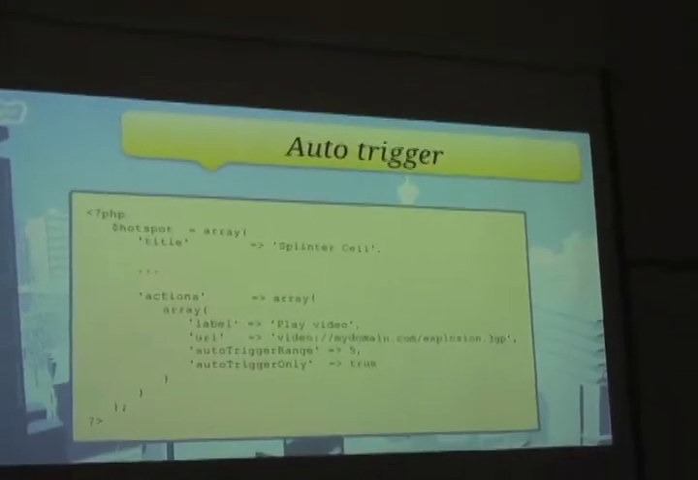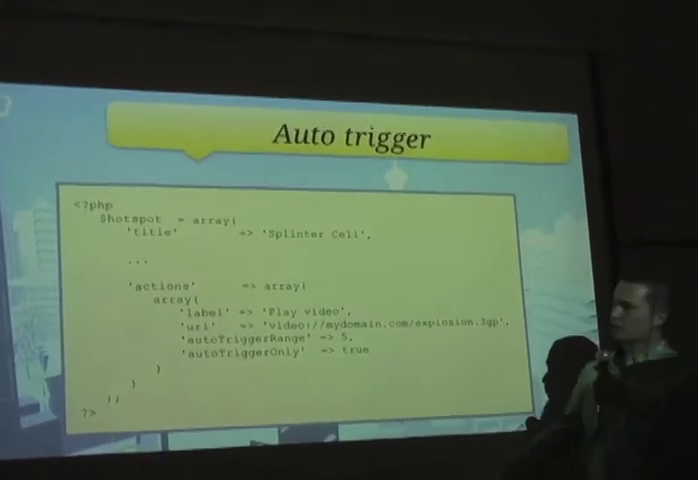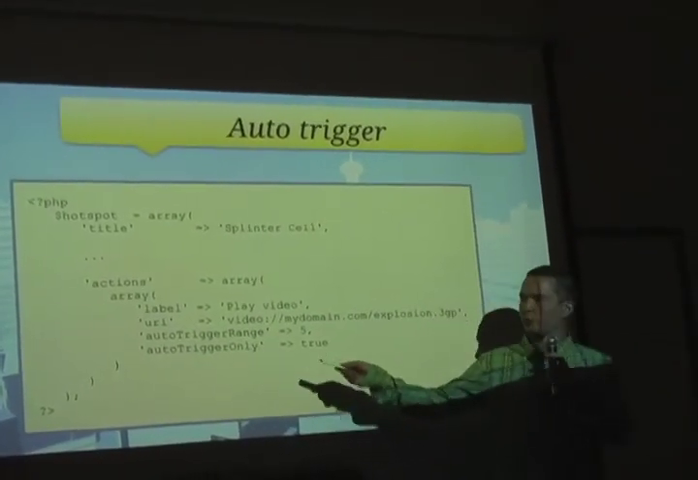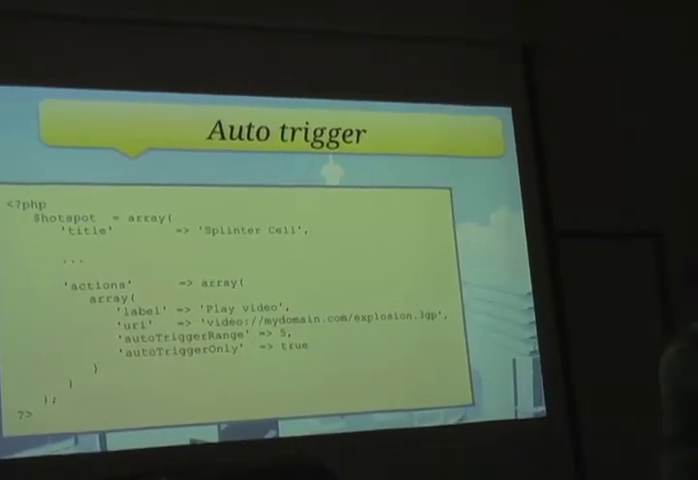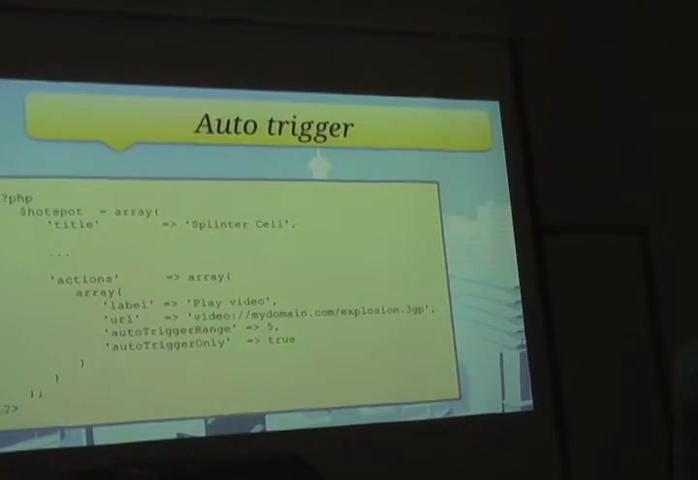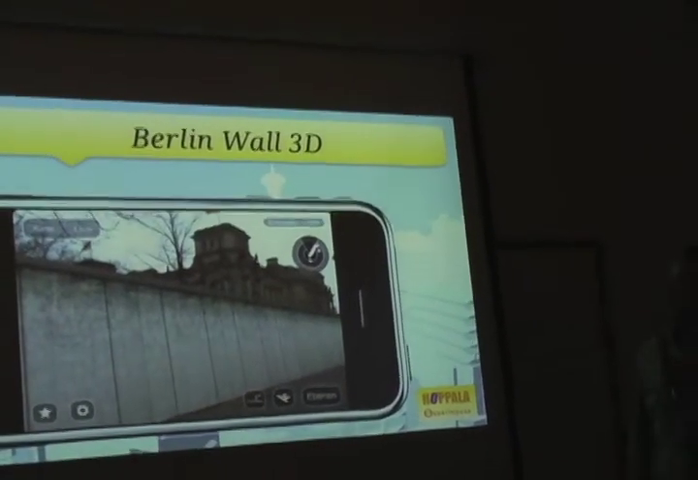And this is how it looks. It's just 2 extra parameters to the action, which is basically a radius around the augment where I need to step in, and then it gets triggered.